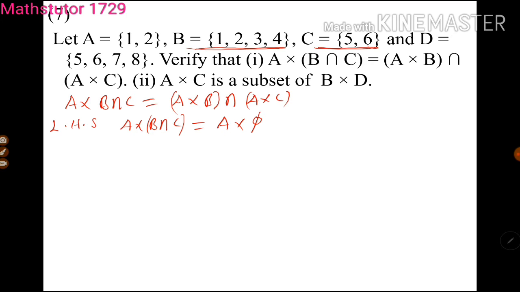A cross empty set. We know very well, if one set is empty and another set is non-empty, the Cartesian product of the two sets is again the empty set. So this is empty. Next one, come to the RHS. What is the RHS? A cross B intersection A cross C.